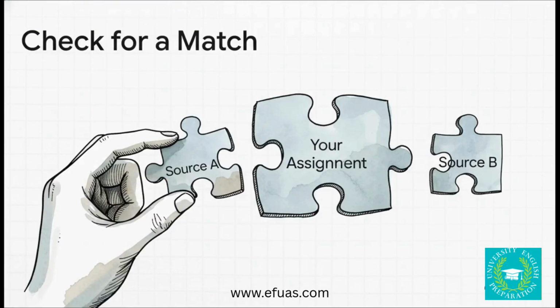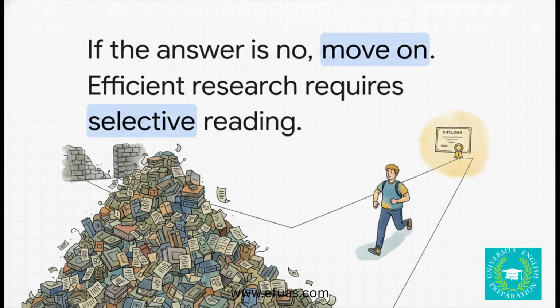And to figure that out, you're basically seeing if the puzzle pieces fit your puzzle. Does the purpose in the abstract line up with your research question? Do the findings they mention give you evidence you can use? If the pieces don't connect, you gotta let it go. And this might be the most freeing piece of advice you'll hear today. If the answer is no, move on. Seriously, don't waste another second on it. Being a great researcher isn't just about knowing what to read, it's about knowing what to ignore.